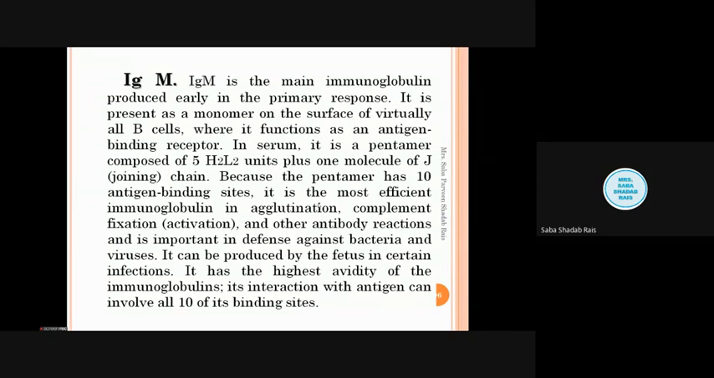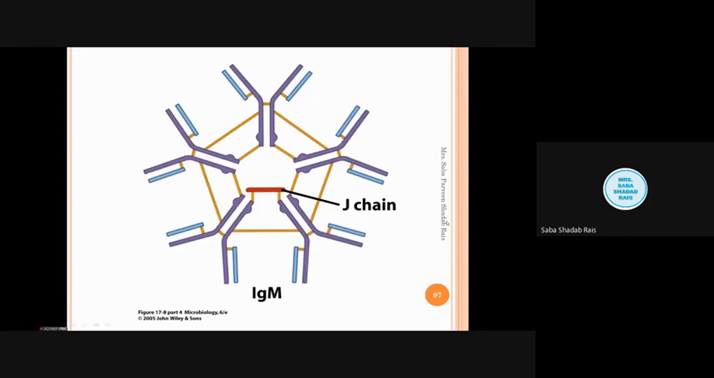It has the highest avidity of the immunoglobulins. Avidity means the binding of the antigen. Its interaction with antigen can involve 10 of its binding sites. That means at one time it can catch hold of 10 antigens. You can see it like this.